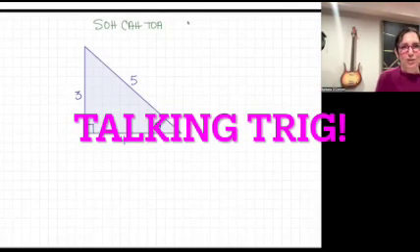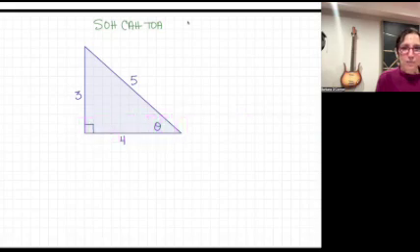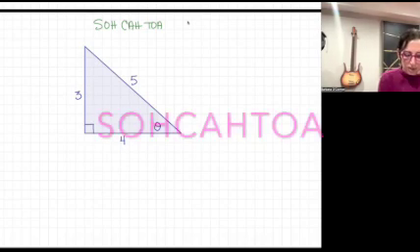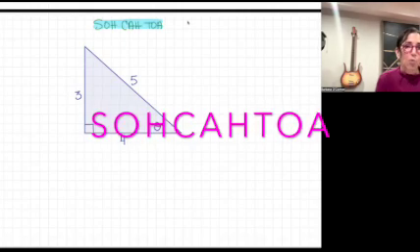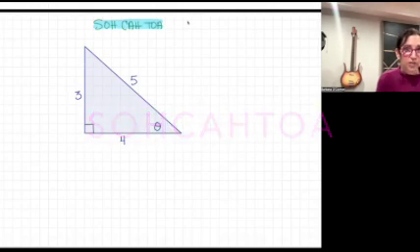Today we're talking trig. I know a lot of people get intimidated just hearing the word trigonometry, but all it is is the relationship among sides and angles of a triangle. Now, when we're talking about a right triangle, we want to use the mnemonic SOHCAHTOA to help us remember which trig function goes with which ratio.